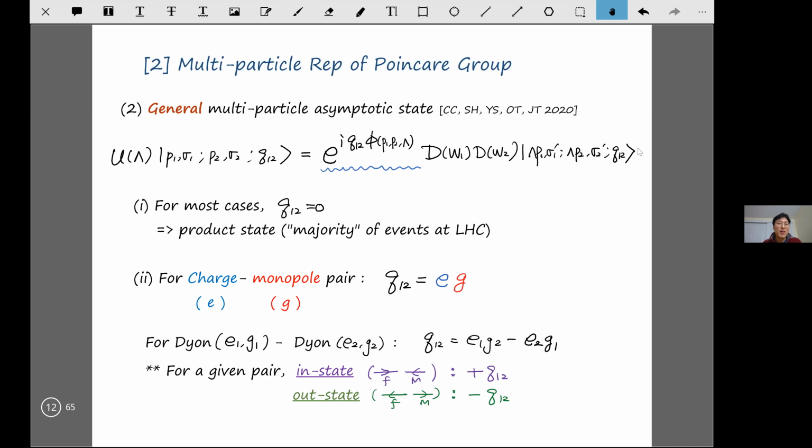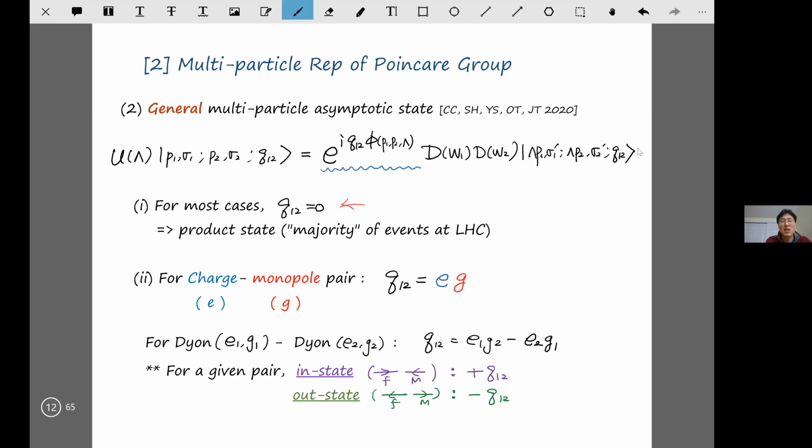Now, in the majority of the processes occurring at the LHC, Q will be zero. Therefore, the multi-particle state will just factorize into a product state. But there is one existing theory where Q is not actually zero. That theory is the theory with both electrically charged and magnetically charged particles. In that case, you can show that Q, the pairwise helicity, is nothing but the product of the electric and magnetic charge. For the sake of the argument, let's consider even a dion-dion pair.